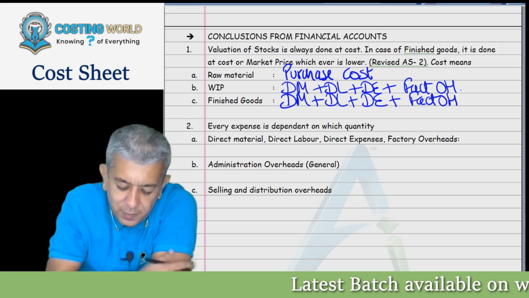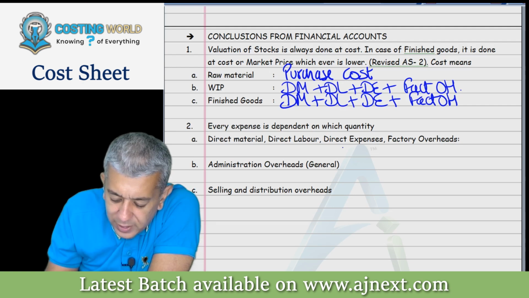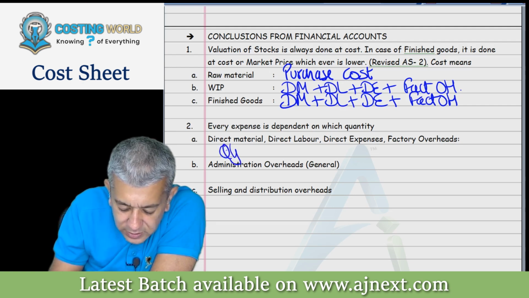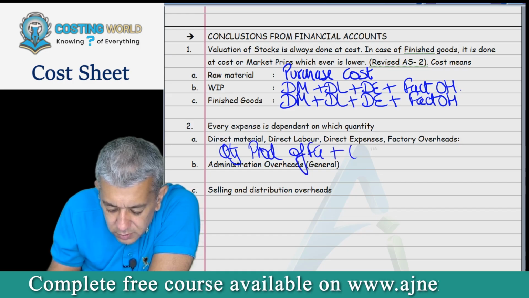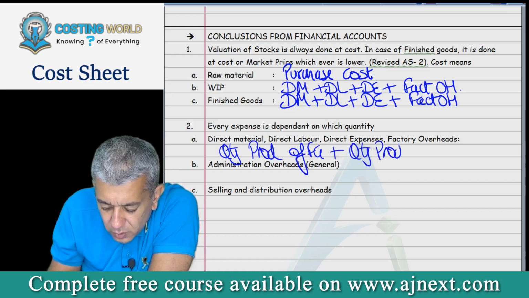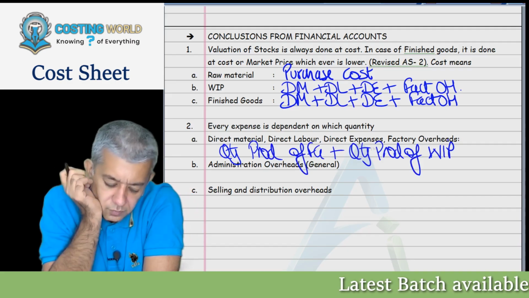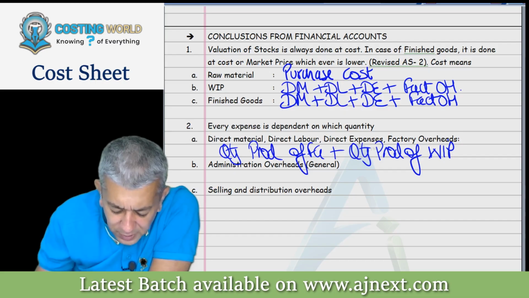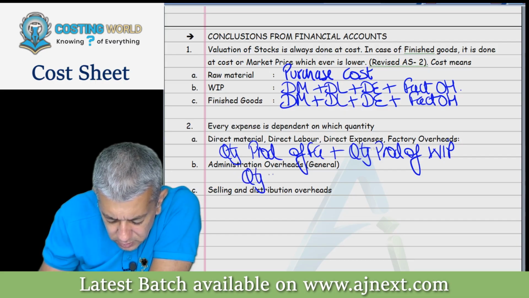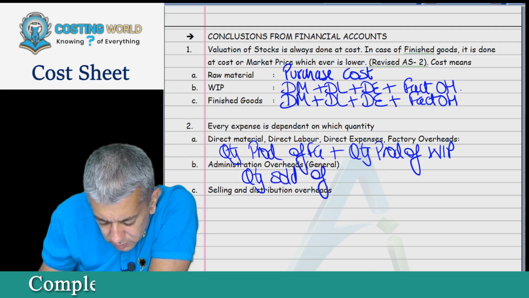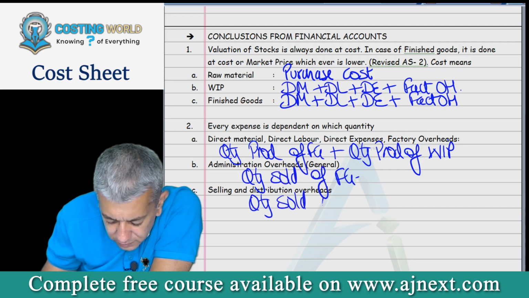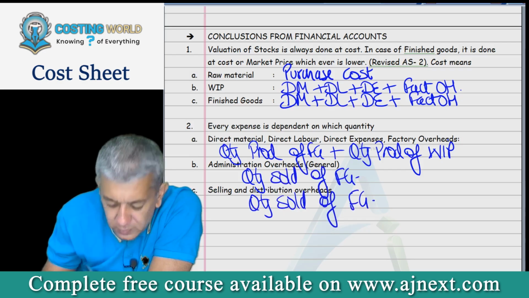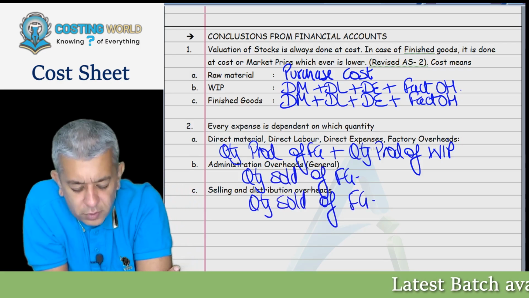Every expense is dependent upon which quantity. So direct material, direct labor, direct expense and factory overheads are all dependent upon quantity produced of finished goods plus quantity produced of WIP. Further, administration overheads and S&D overheads, both of them are incurred for quantity sold of finished goods.